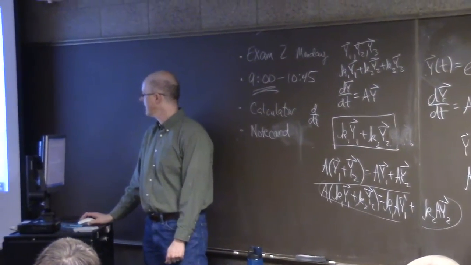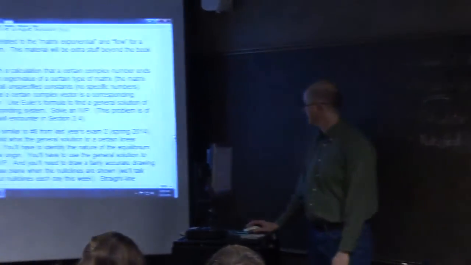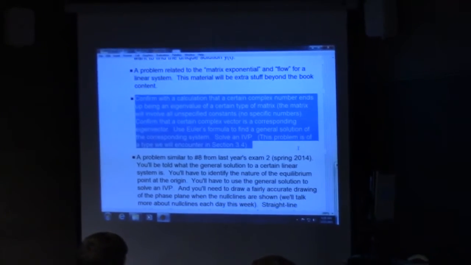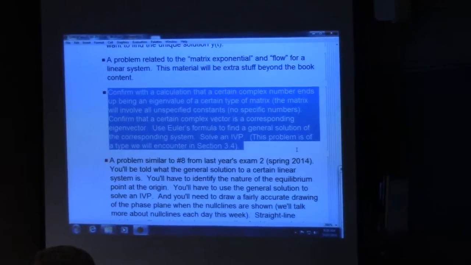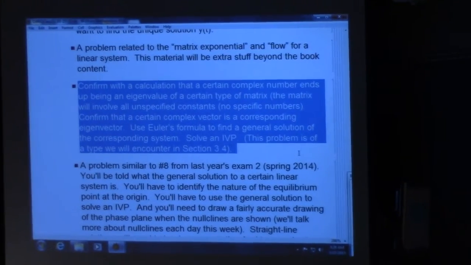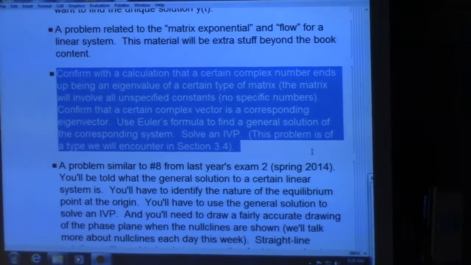Another one I want to talk about is this one. So for today's assignment, you have particular examples with matrices that have complex eigenvalues and corresponding complex eigenvectors, and then you end up using Euler's formula to find the general solution.